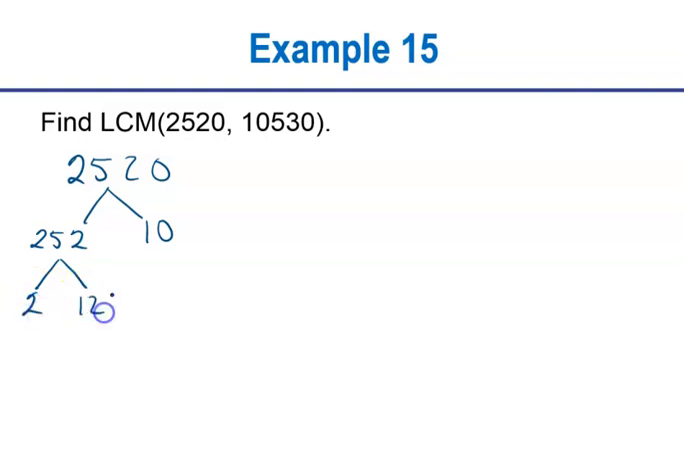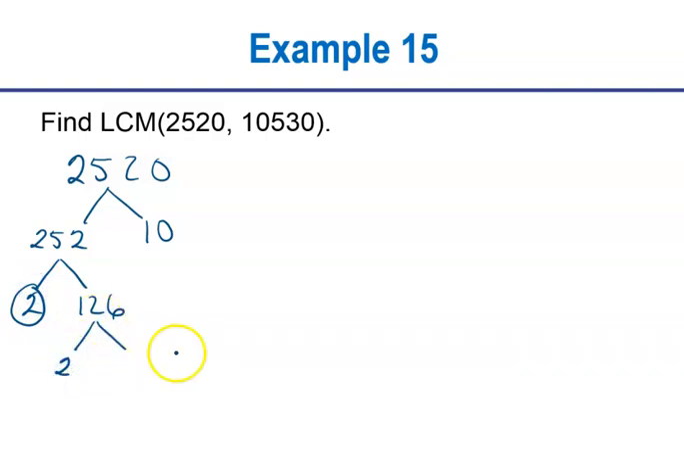So here we go. We need to find the prime factorization for 2,520 and then again for 10,530. Remember, the tree method works great. It's a little bit sprawling sometimes. I see right off the bat that this would be 252 times 10. 252 you could divide in half to get 2 times 126. 2 is prime, 126 is definitely not.